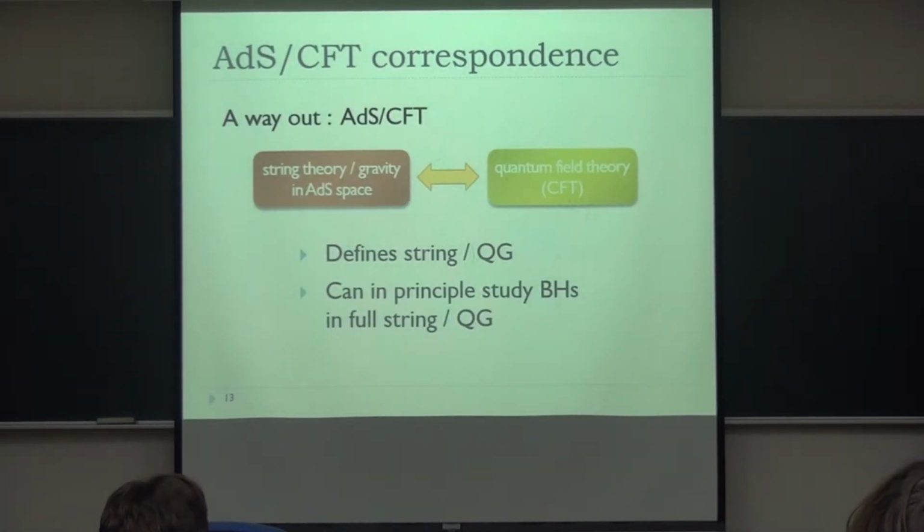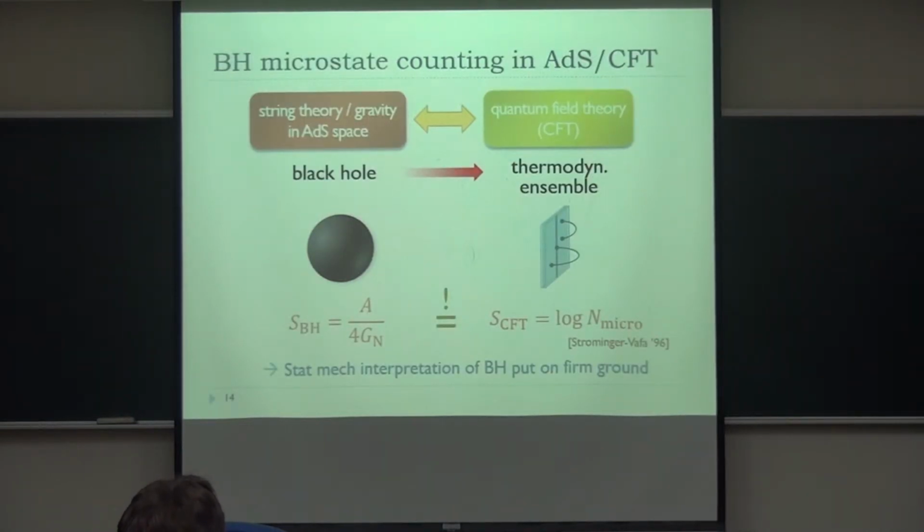Okay, one way out is the AdS/CFT correspondence. String theory or gravity in AdS space is dual and equivalent to a certain quantum field theory living on a boundary. So we can use this to define string theory or quantum gravity on this side. Then, in principle, you can study black holes in the full string theory or quantum gravity. So that's nice, and that's what people did. For example, what Strominger and Vafa did almost 20 years ago.